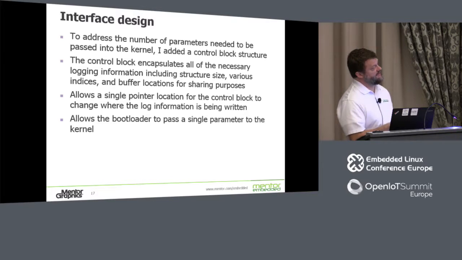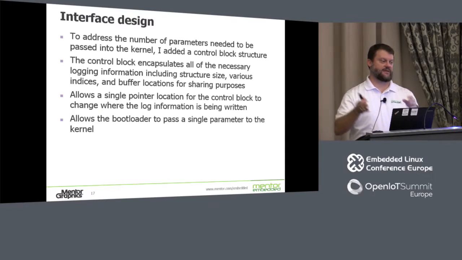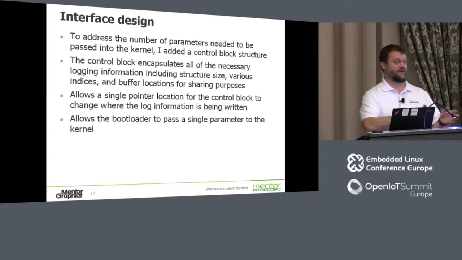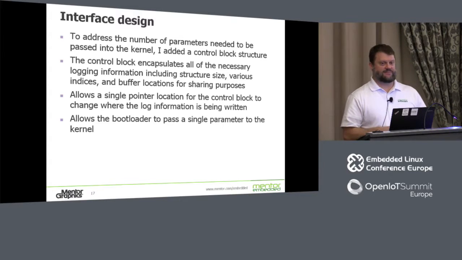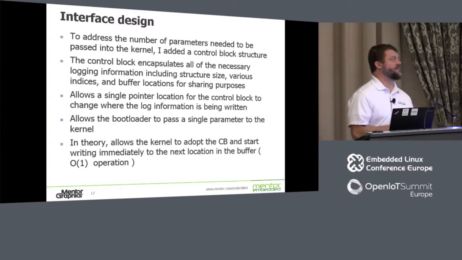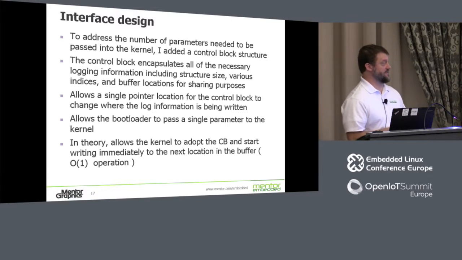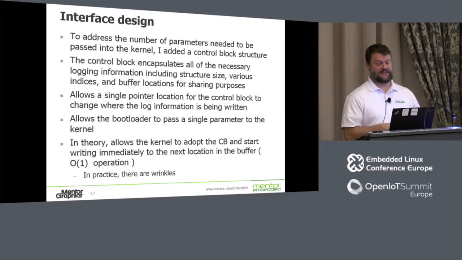The other option, instead of doing this, would be to sort of pollute the command line with every single one of these values that the bootloader needed to be aware of and the kernel needed to be aware of. That would work, but I found it to be icky, for lack of a better term. So I kind of consolidated this down to a single pointer, a single memory location that gets passed. The nice thing about that is that in theory, this would allow the kernel to just simply replace one pointer and pick up and start running. So it's literally an O(1) operation. The reality, unfortunately, is that there are some wrinkles to that. And I'll talk about those.